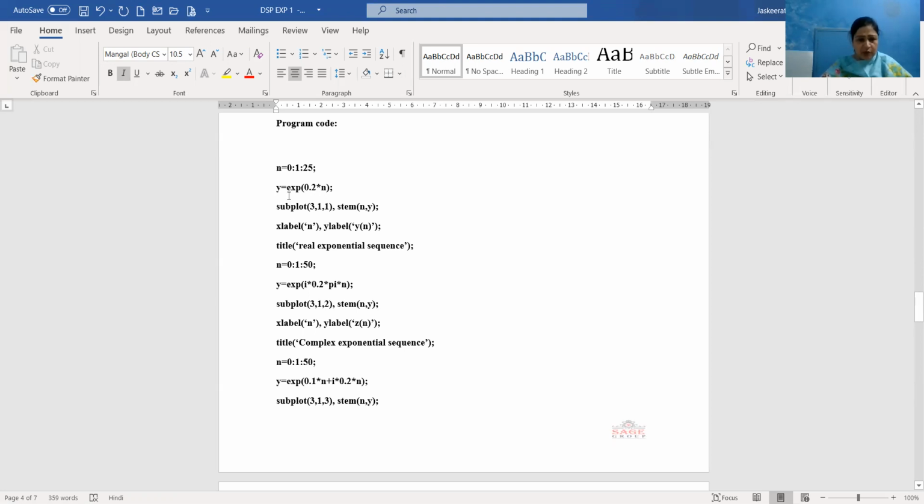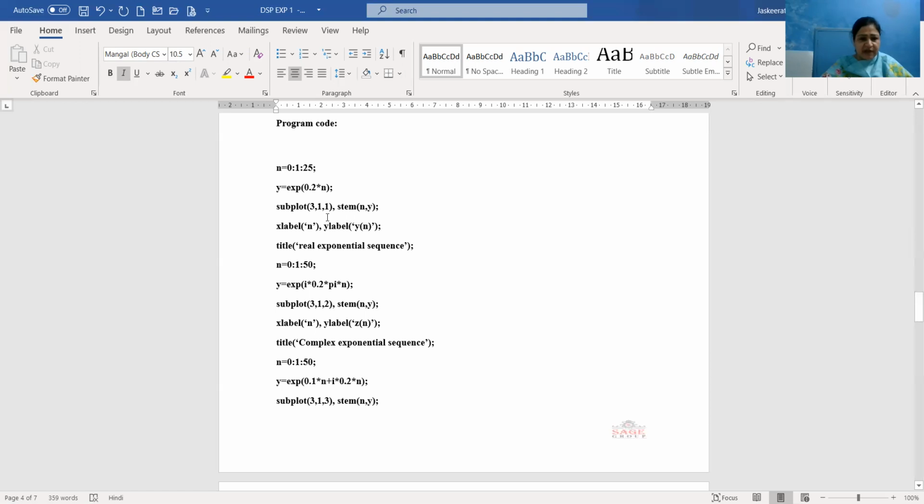Now we want to plot this real exponential. So we will define a figure window which will have 3 waveforms. First will be the real exponential, second will be the complex exponential, and third will have a combination of real and complex exponential.